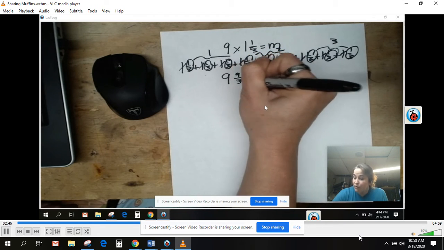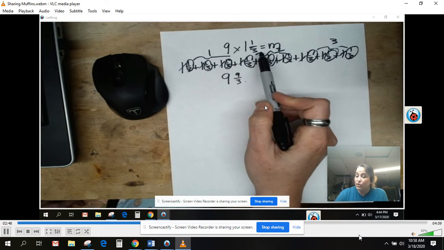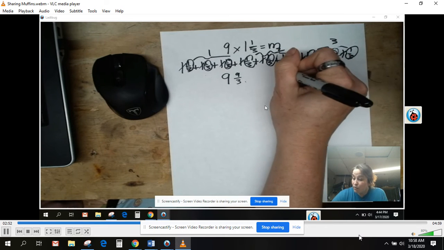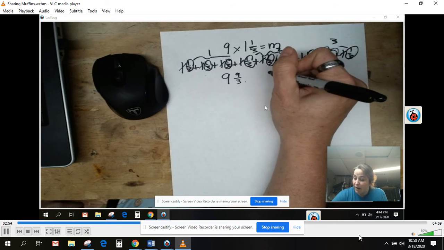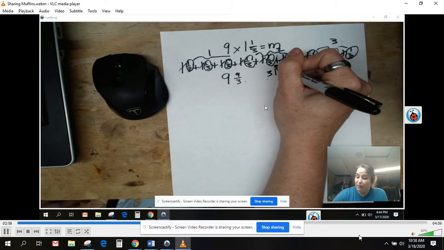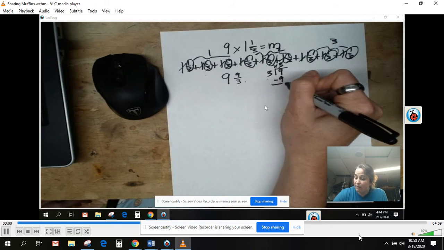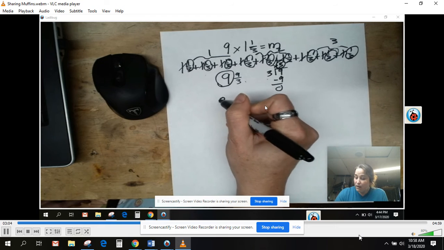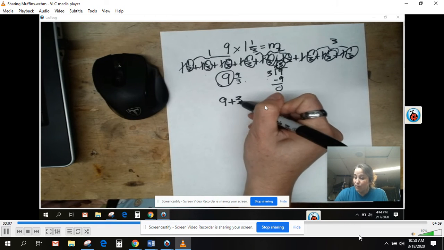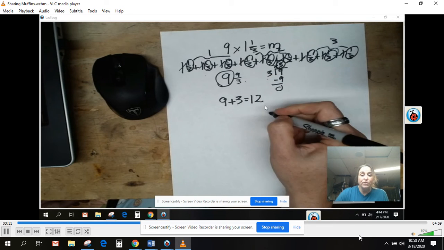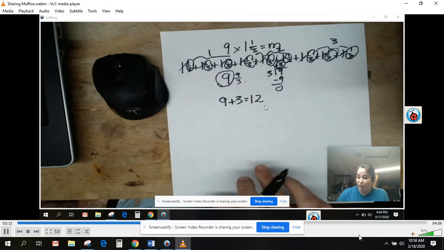So thinking about 9/3, just to go back on the fact that 9/3 is also 3 total wholes, is where you can take our numerator and divide it by our denominator. So 3 will go into 9 3 times. 3 times 3 is 9. So 3 total wholes. So if we took the 9 wholes that we had and added together the 3 wholes that we created with the thirds, I know that 9 plus 3 is 12. So they're going to share a total of 12 muffins.